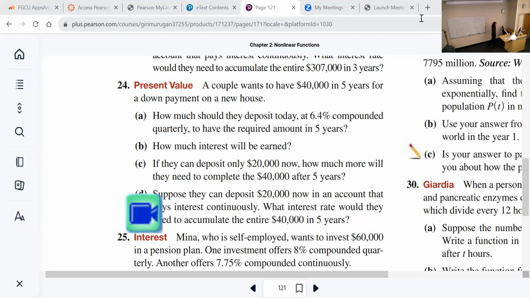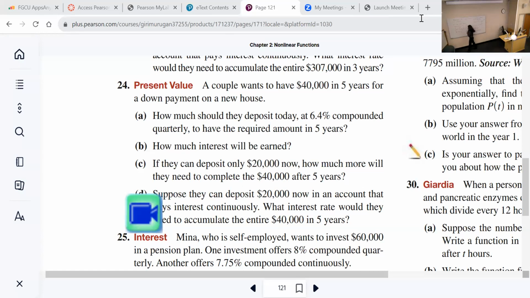So what is that answer? Ben? $29,119. Good. So if you put in $29,119, I believe this is an approximation. It is not going to result in that number exactly. You'd end up getting $40,000 in 5 years.